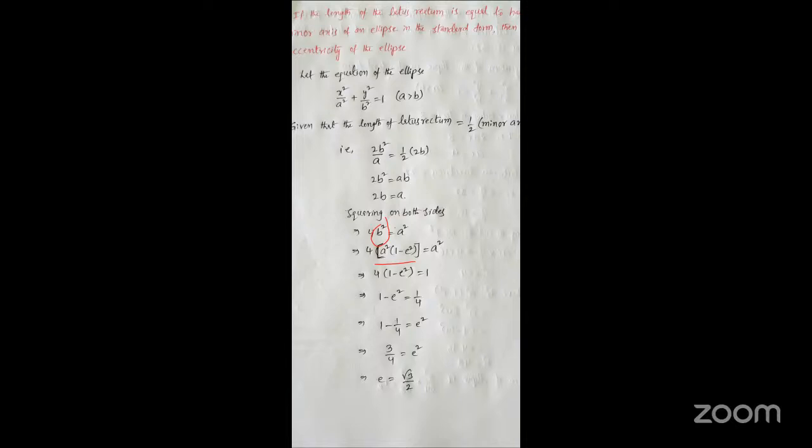Cancelling a square on both sides, 4 into 1 minus e square equal to 1. Sending 4 to the right side, 1 minus e square equal to 1 by 4. Therefore, taking 1 by 4 to the left side and minus e square to the right side, 1 minus 1 by 4 equal to e square. Taking LCM, 1 minus 1 by 4 is 3 by 4, which equals e square. So e square equal to 3 by 4, then e equal to under root of 3 by 4, that is e equal to root 3 by 2.